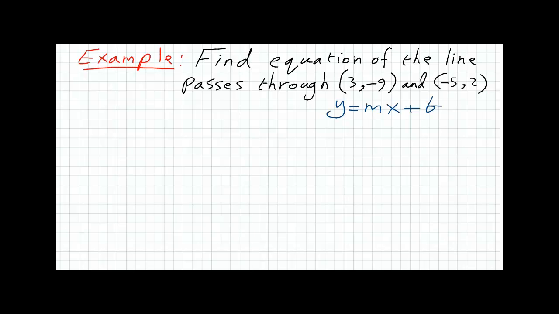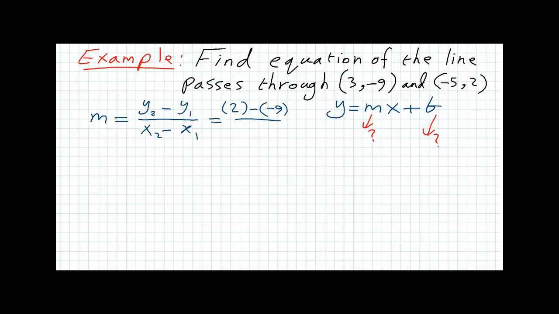Here we need to know 2 pieces of information. The first one, m, is unknown, and b is also unknown. So to find m, first we will use the formula we took before, the difference between the values of y over the difference of the values of x. So this will be 2 minus negative 9 over negative 5 minus 3. And by this, m is going to be equal to 11 over negative 8, which is equal to negative 11 over 8. By this, we found m.